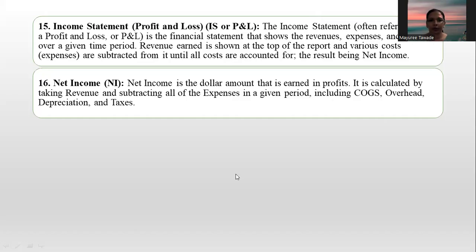So net income, what do we understand by net income? Expenses are given for a particular period, including cost of goods sold, overheads, depreciation, and taxes. It is calculated by taking revenue and subtracting all the expenses, which are COGS, overheads, depreciation, and taxes.